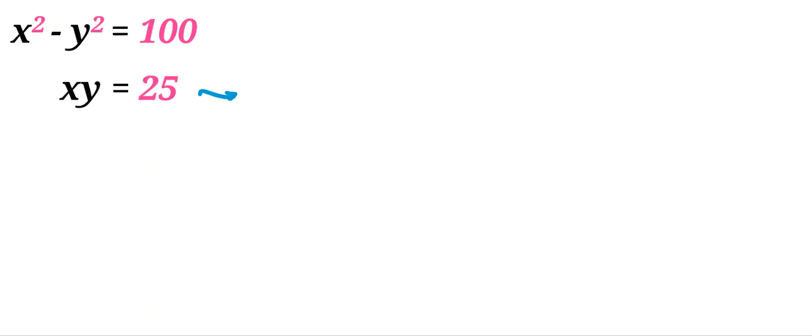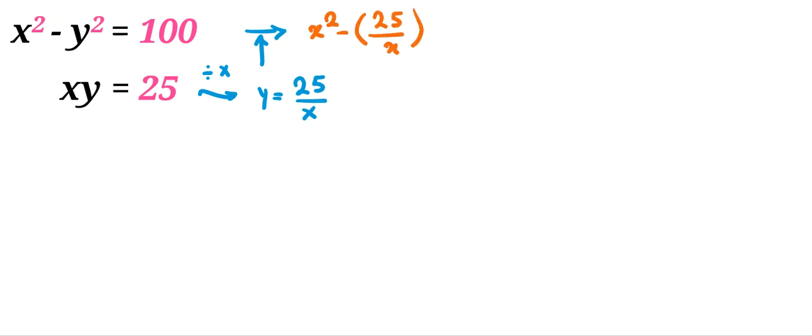Okay, y is not 0, because if y was 0, then the left hand side would be 0, so the right hand side cannot be 25. Let's divide both sides by x, then y equals 25 over x. Then we replace y with 25 over x. So it will be x squared minus (25 over x) squared equals 100.